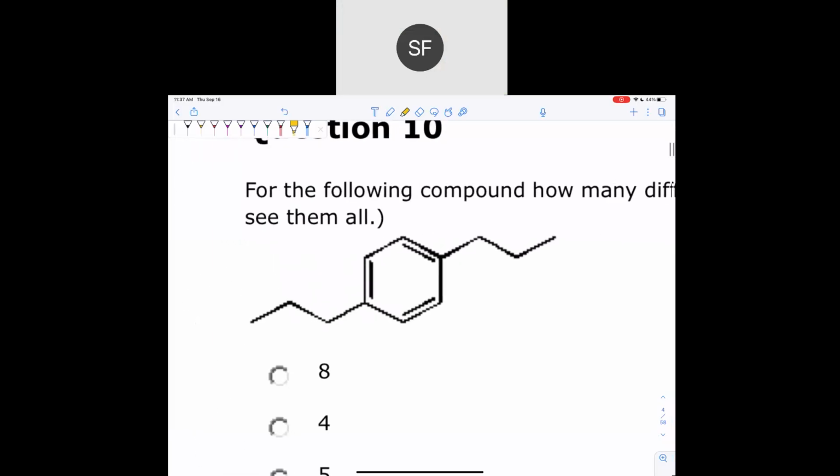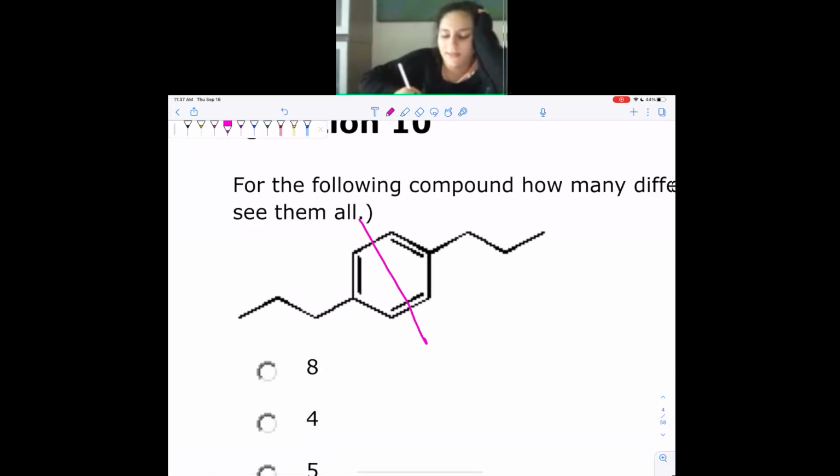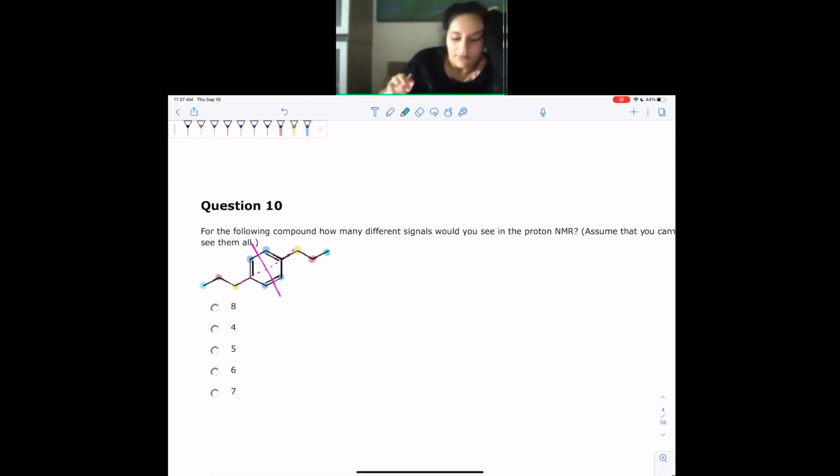Okay. So, we can see that there is a line of symmetry here because these two sides line up, but within the ring, there's another line of symmetry here. So all four of these carbons are exactly the same, which means all four of those hydrogens are exactly the same. And then we have this one, which is symmetrical to this one. This one, which is symmetrical to this one. That one, which is symmetrical to that one. So all together, we would have one, two, three, four signals.